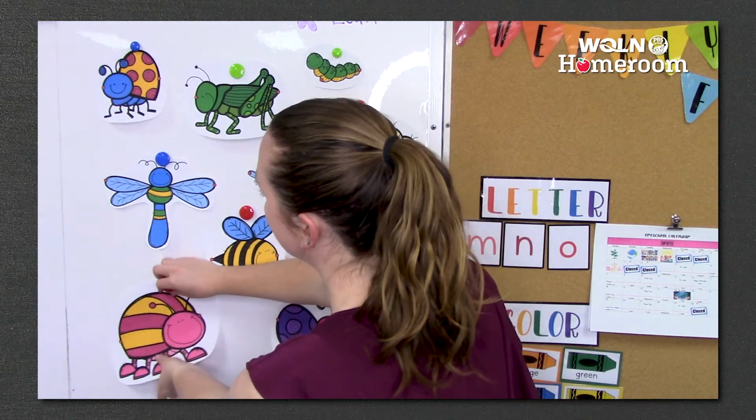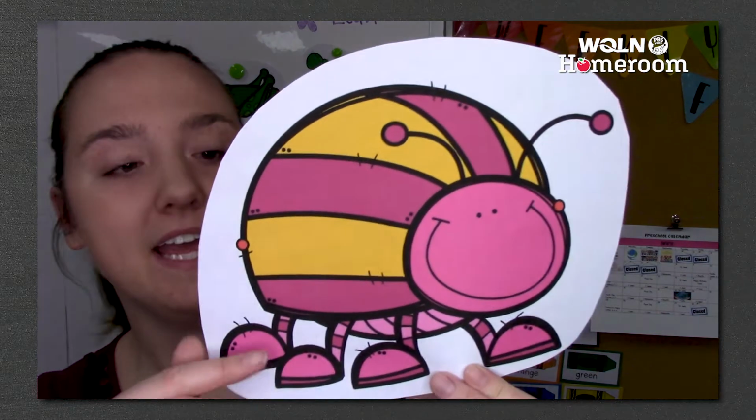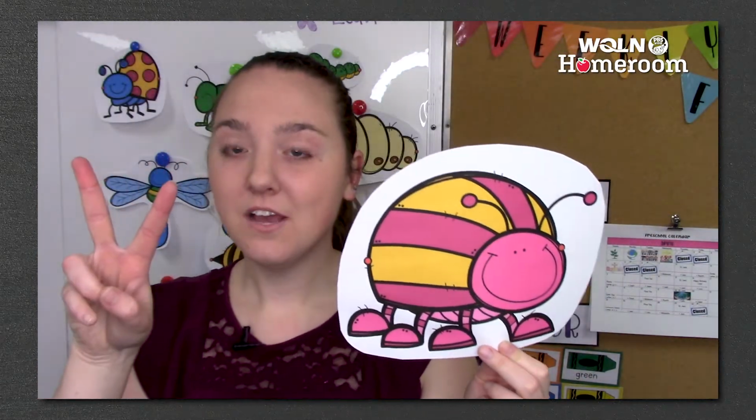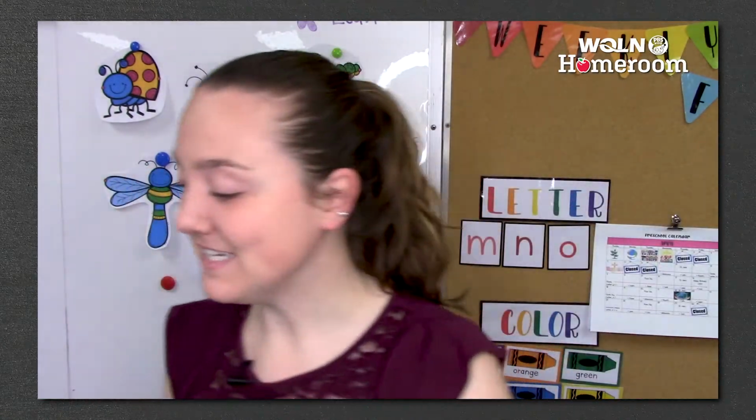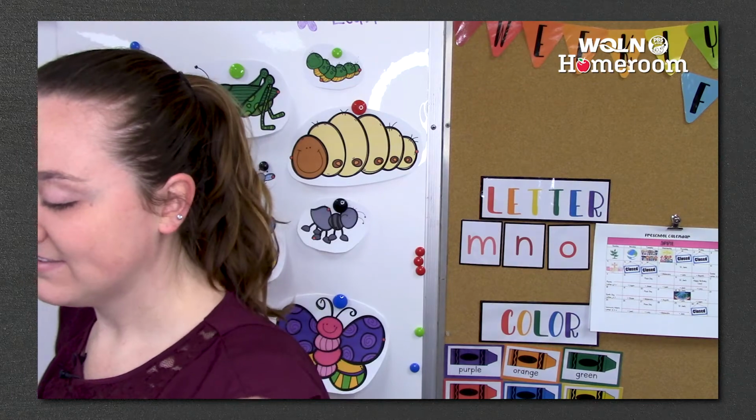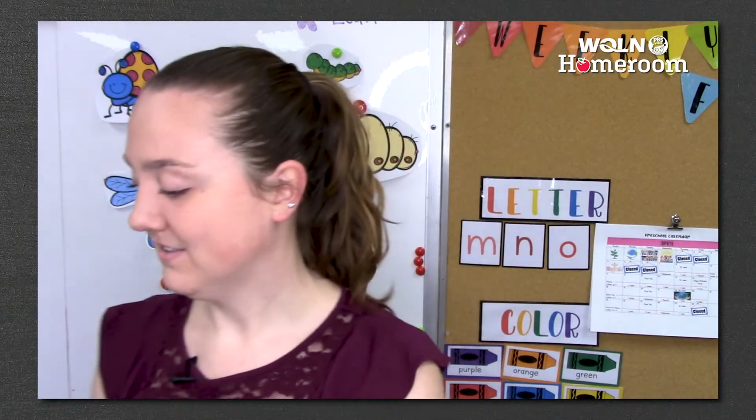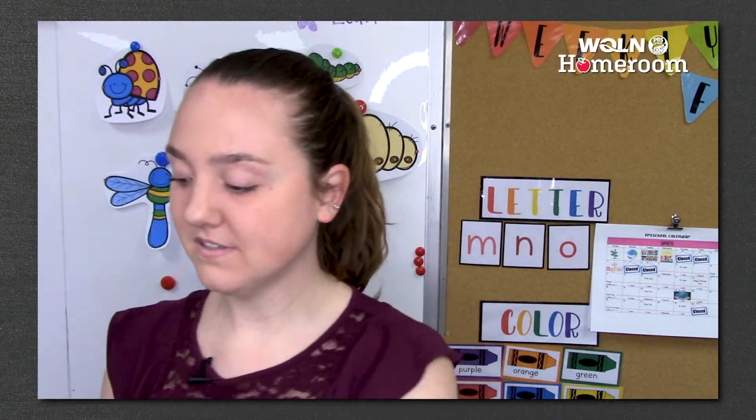Let's measure the beetle. So the beetle is pretty big, and he has his 2 red dots. So should I go by 2s or should I go by 1s? Right, let's go by 2s because he's a bigger insect. So I have my 2 cubes. Does it connect? No. So let's add 2 more cubes.